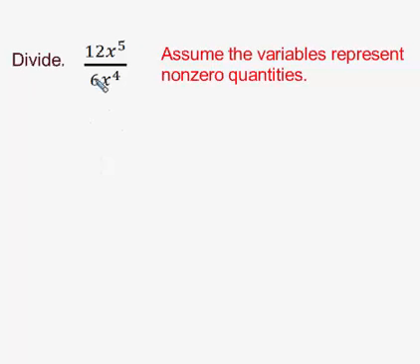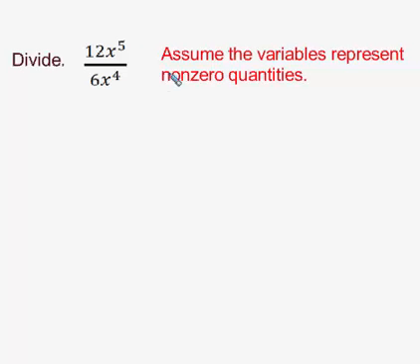In this problem, we're given an algebraic expression and we are to divide and simplify. We are also told that you are to assume the variables represent non-zero quantities. This disclaimer is because in mathematics we do not define division by zero, and if our variable x was 0, we'd have division by 0.